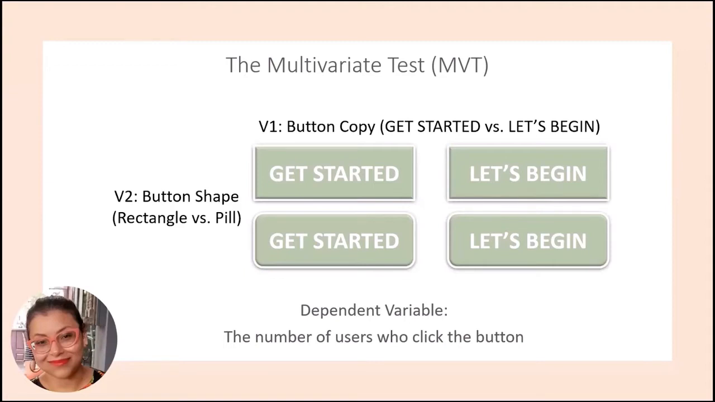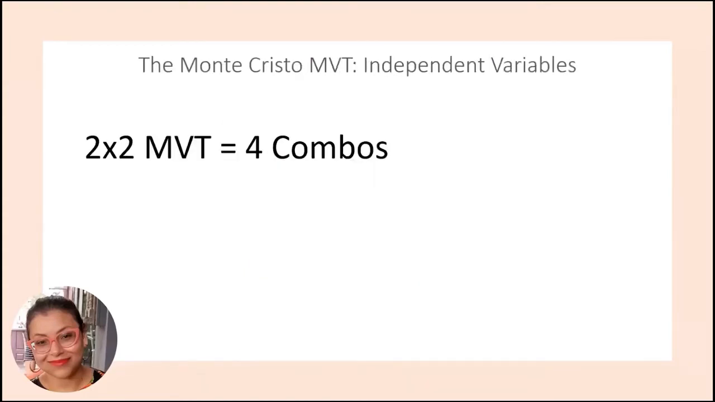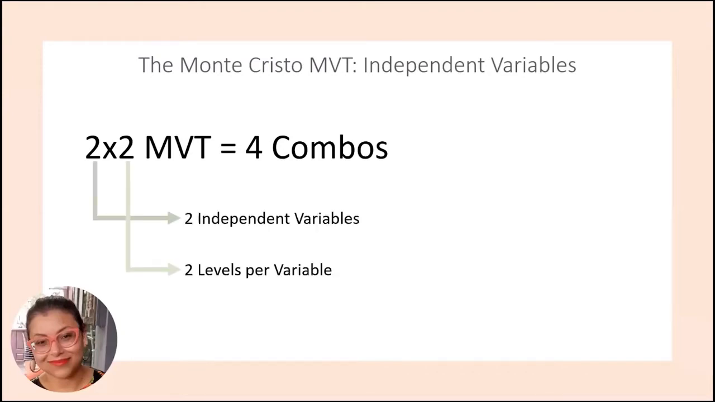So let's take this out of the kitchen and over to a fictitious website. Maybe I wanted to optimize a button on a web page. So my first independent variable is button copy, and I'd have two levels, get started versus let's begin. And then maybe I have a second independent variable, button shape, so a rectangular shape versus a pill shape. And then my dependent variable would be the number of users who click the button. Similar to my kitchen experiment, this is called a 2x2 MVT. 2x2 because I have two independent variables and two levels per variable.